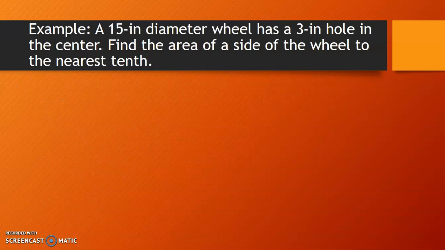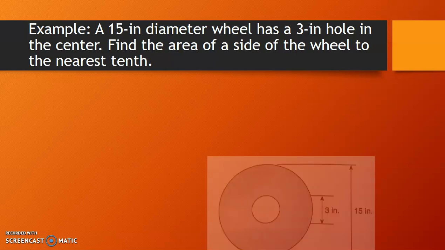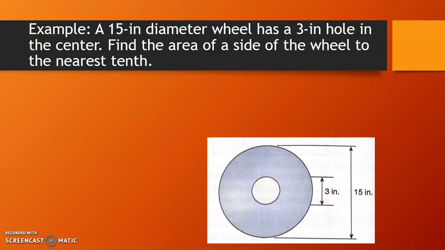Okay, so let's take a look at this example. I have a 15-inch diameter wheel that has a 3-inch hole in the center. I want to find the area of a side of the wheel to the nearest tenth, and I do have a picture for this one. So the big circle in this picture is the wheel, and that has a diameter of 15 inches. The middle circle is the hole in the middle, and that's the 3 inches. So we're going to break this apart. I am going to first find the area of the outside circle. So that would be like the whole thing.